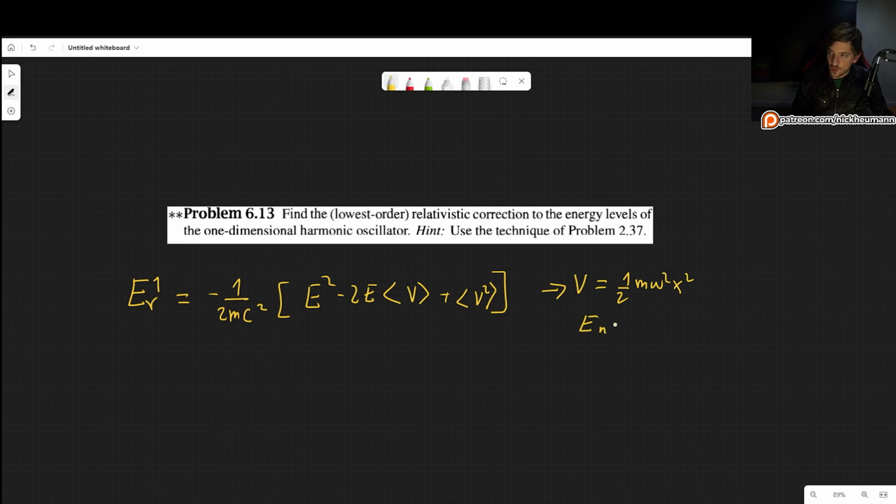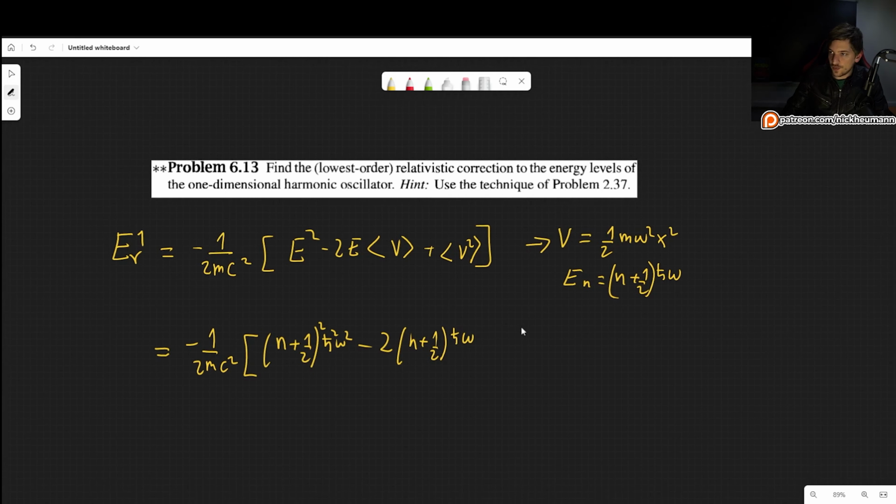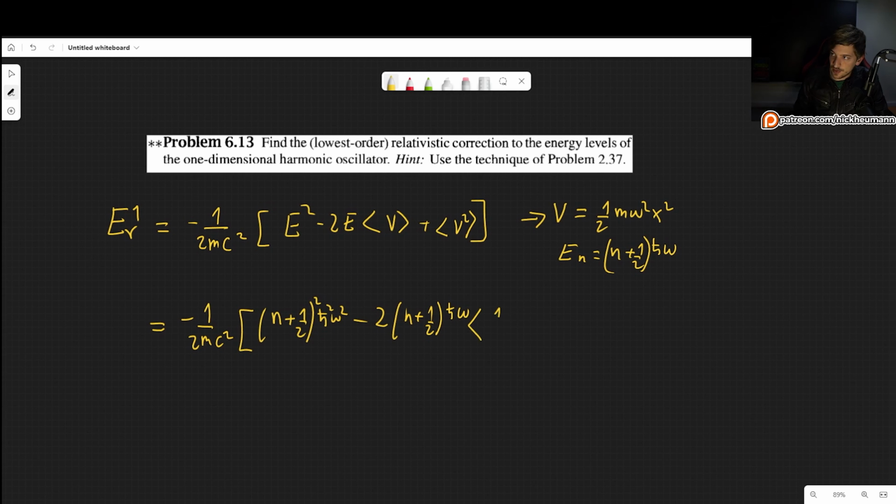And of course the energy will be the energy levels of the harmonic oscillator as well, right? So (n + 1/2) h bar omega. We want to plug all of this in here. So we get minus 1 over 2mc squared, and then the energy squared, which gives us (n + 1/2) h bar omega, all of this squared, minus 2E, which is (n + 1/2) h bar omega, times the expectation value of the potential, which is the expectation value of 1/2 m omega squared x squared, plus the expectation value of the potential squared, which is 1/4 m squared omega to the 4th power x to the 4th power.